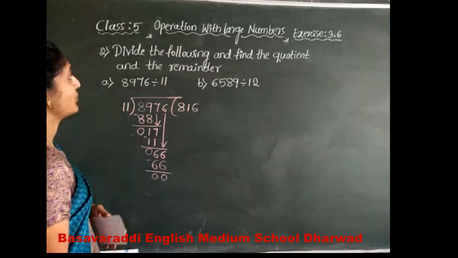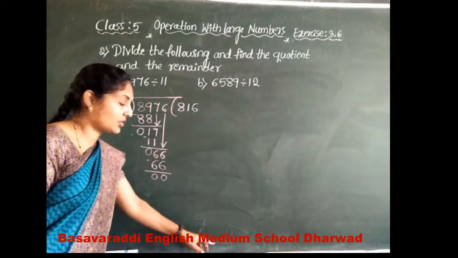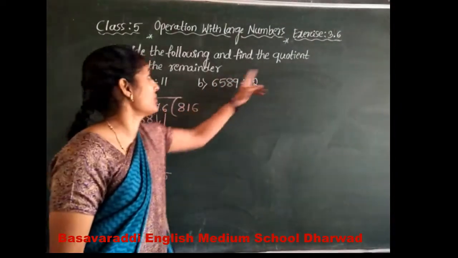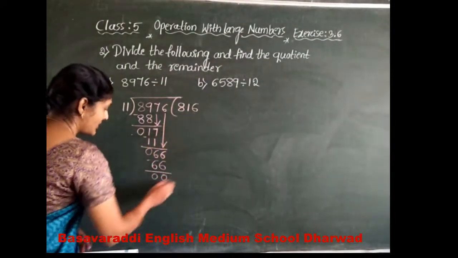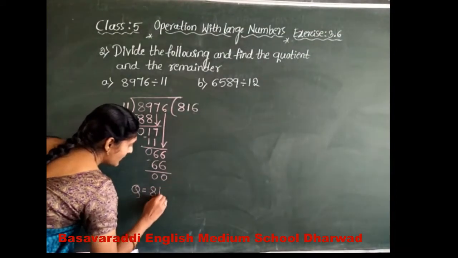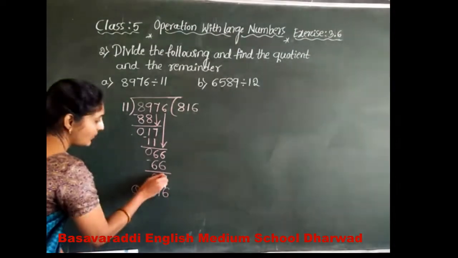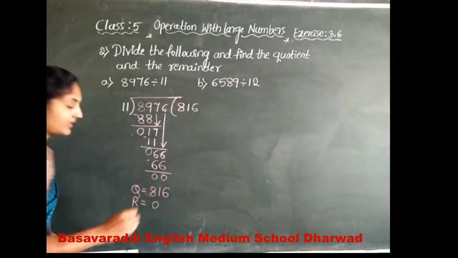Then we have to find the quotient and remainder. Let's read the main question: yes, we have to find the quotient and remainder. So what is the quotient? The Q means quotient, that is 816. And what is the remainder? That is 0.